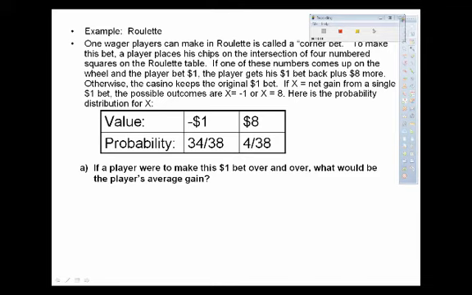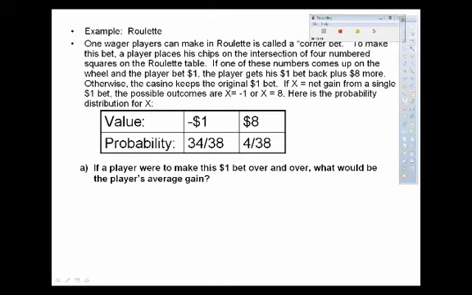If X is the net gain from a single $1 bet, the possible outcomes of X are -1 or 8. Either we lose the $1 or we gain 8. Here is the probability distribution. Okay? Losing $1 is 34 out of 38, and gaining $8 is 4 out of 38. This is 38 rolls. All right?